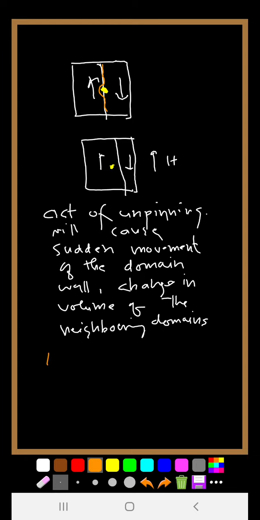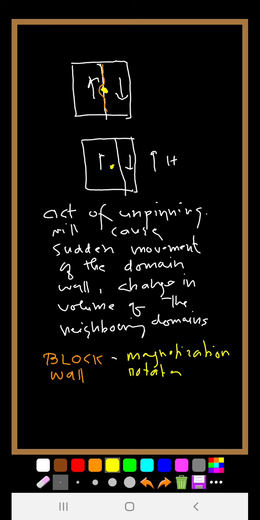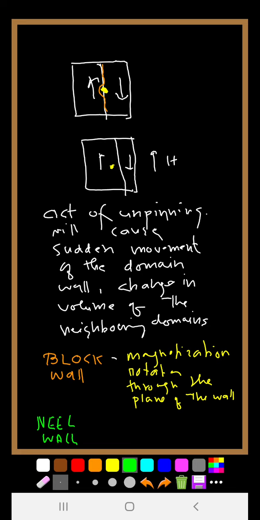Next, we introduce the concept of a Bloch wall. A Bloch wall is when the magnetization rotates through the plane of the wall. And we also have something called a Néel wall. A Néel wall is the wall which rotates within the plane.